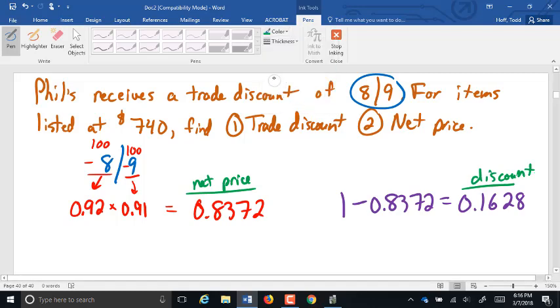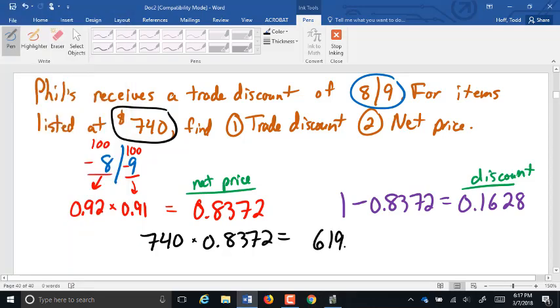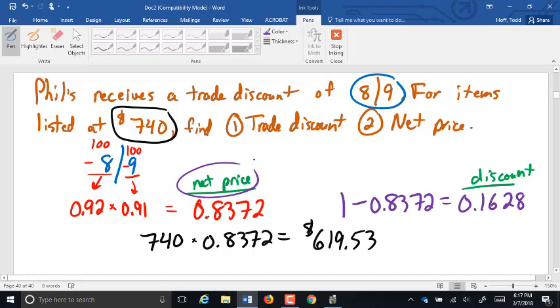So to find the amounts, I take my list price of $7.40 times 0.8372, which gives me $619.53. That amount was related to the net price, so that is the net price.